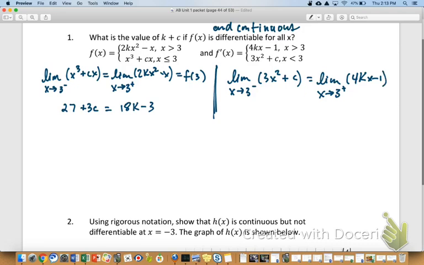And just like before, we're going to try to evaluate these two limits. So I'd get 27 plus c equals 12k minus 1. And so as you all mentioned, we got 2 unknowns. We need 2 equations. We have them. What is our methodology going to be as far as solving something like this? Yeah, okay, substitution, plugging in, same idea, right?